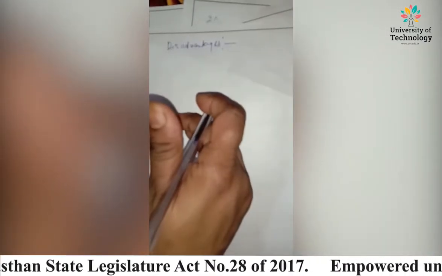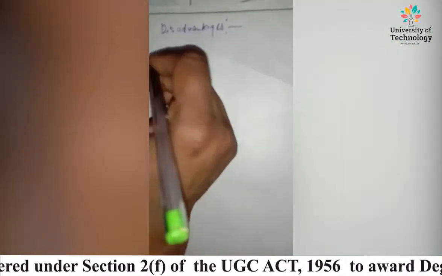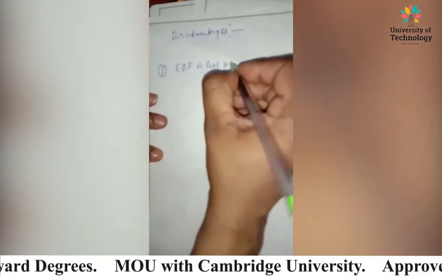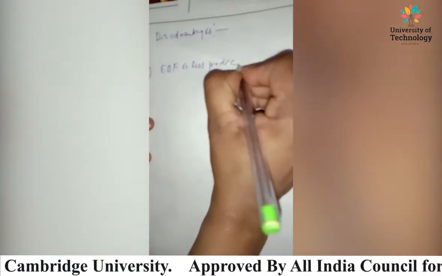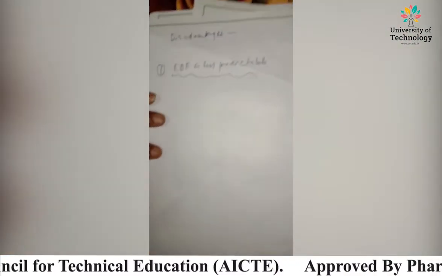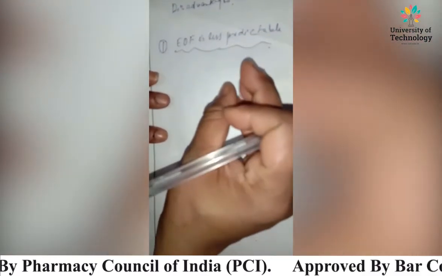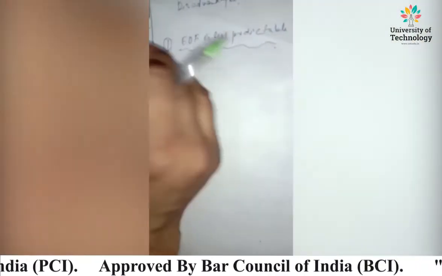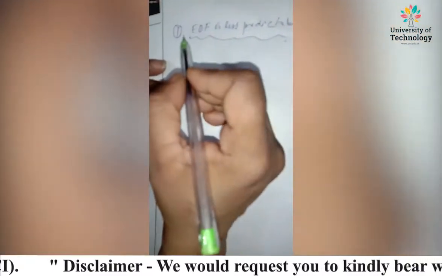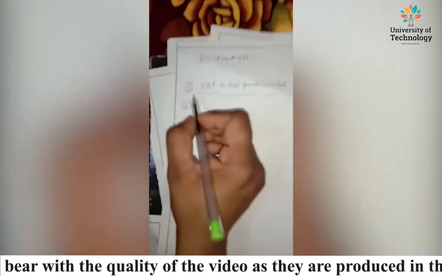First, EDF is less predictable. So the first disadvantage of EDF is that the predictability in EDF is very low. You can't predict the result or the outcome. So the prediction is less in EDF. This is also a disadvantage.